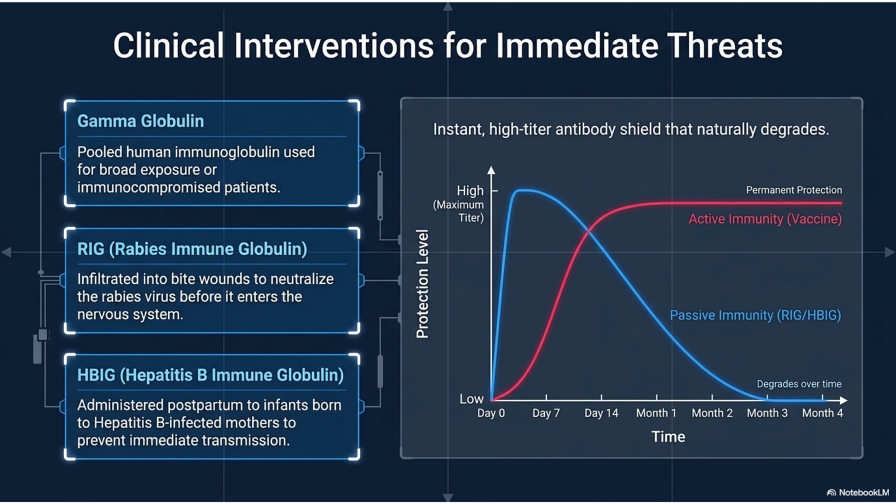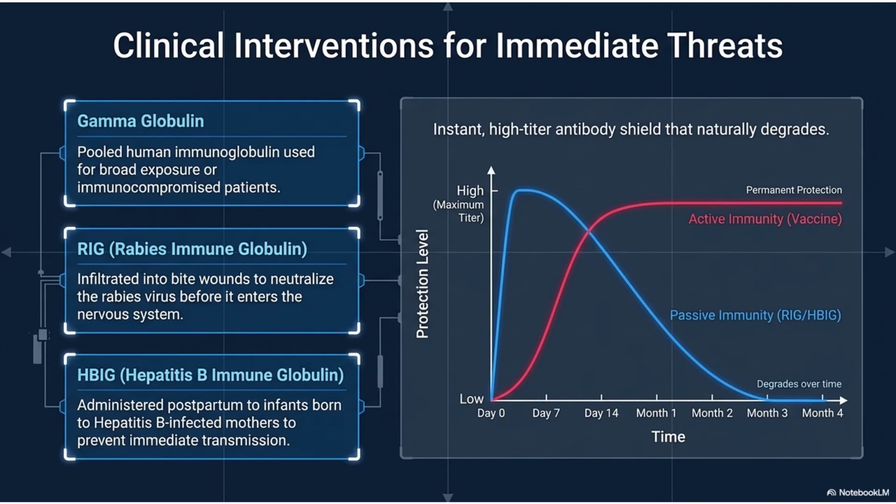Now, look at the graph because it captures the defining limitation. When you inject these antibodies, protection is immediate. The level jumps straight up to a high protective titer, but from that moment on, it only declines. There is no immune response underneath to replenish it, so the curve steadily moves downward as the antibodies are metabolized and protection lasts only weeks to a few months.